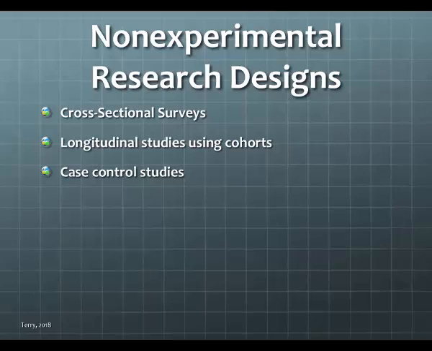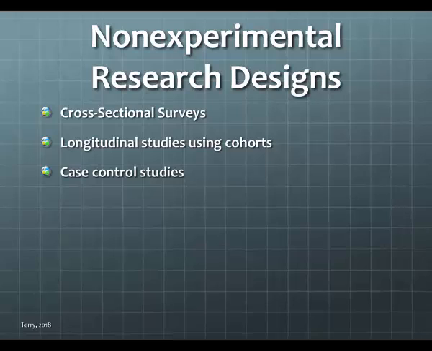Alright, so now that we've talked about the experimental research designs, I'm now going to move into the non-experimental research designs. So we're going to look at the cross-sectional surveys, longitudinal studies using cohorts, and case control studies. So typically your non-experimental designs are going to be used to describe, explain, or predict a phenomenon. And these types of designs are also undertaken when it's undesirable or even unethical to manipulate the independent variable, or in other words, to impose a treatment.